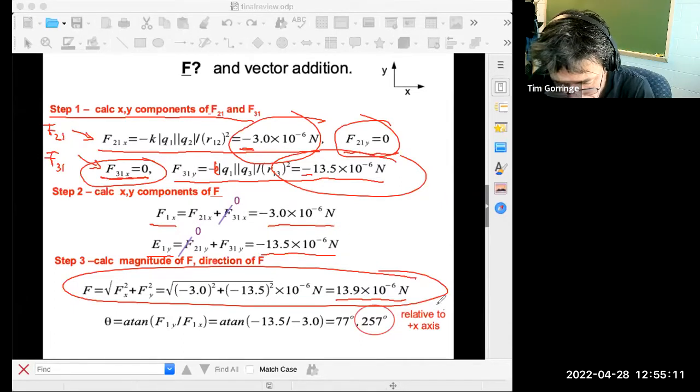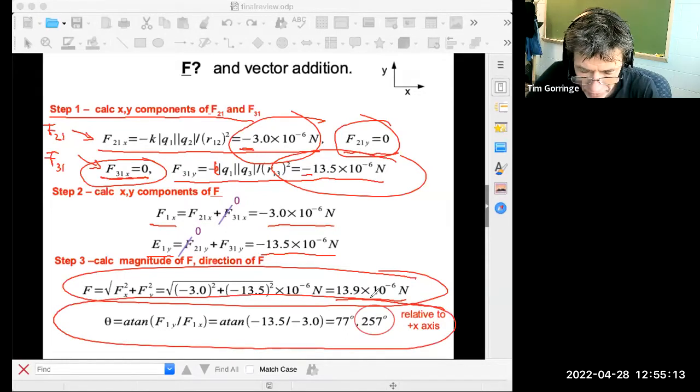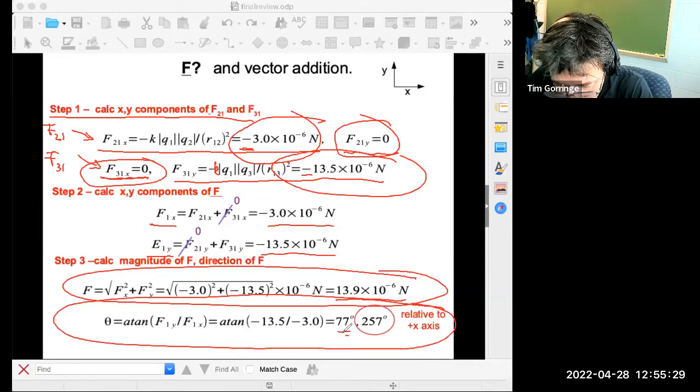If I want the direction, I can use a little bit of trigonometry. If I take the inverse tangent, arctangent, of the ratio of the y to the x components of the resulting force, that will give me an angle. Actually, your calculator will give you one angle, but there are always two angles. There's the angle given by your calculator, mine gave me 77 degrees. Then there's another angle in the exact opposite direction, so you have to add 180 degrees. It's 257 degrees.